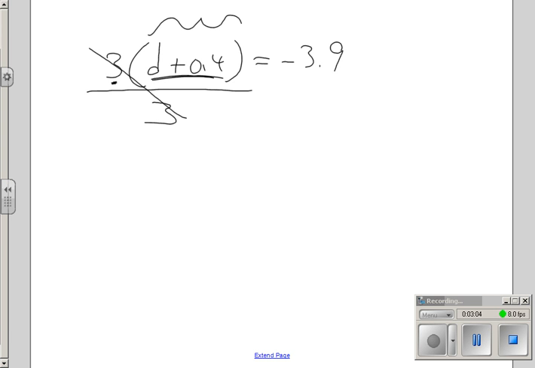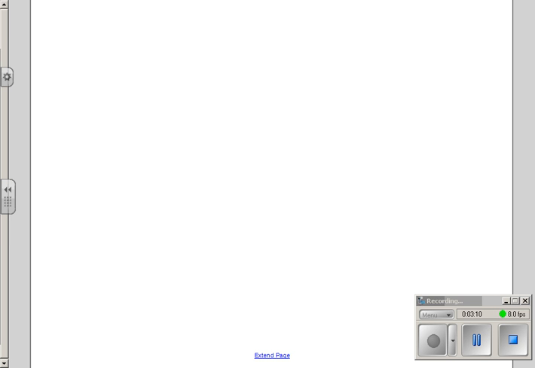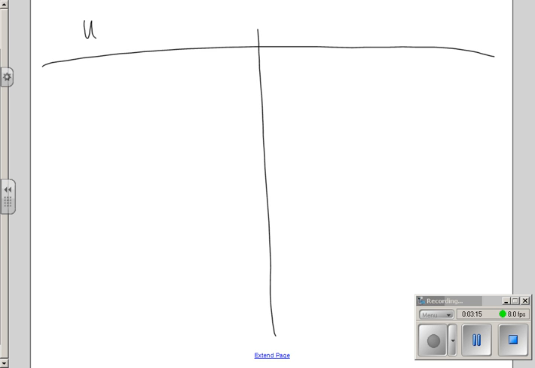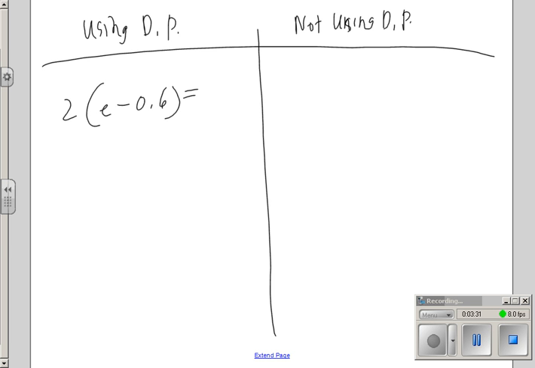Okay? So let's try the example that's on A at the bottom of page 316. And let's try both methods. We'll call these two methods using distributive property and not using distributive property. Let's see if you can do it both ways. So the equation that you have there is 2(e minus 0.6) equals 4.2. First method I want you to solve using distributive property, and the second method without, just like we did before. Okay, press pause, give it a go, see how you do.